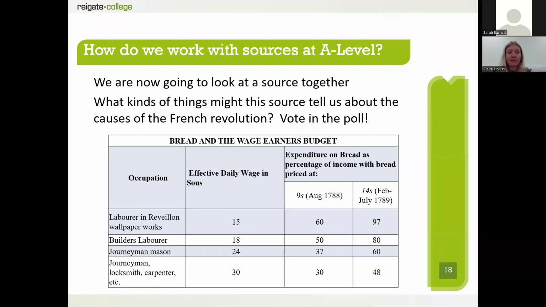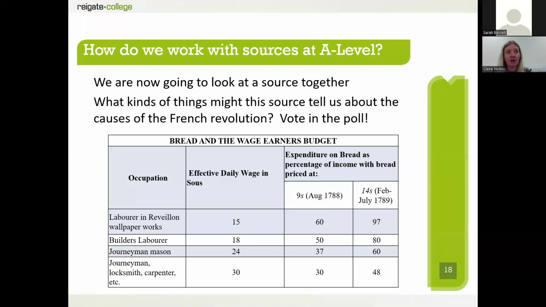Okay, so just now I've talked you through that particular source. We've got lots of information from this source, but what we want to think about here is what that tells us about the causes of the French Revolution. So what sort of things can we learn from this source? What could it tell us? What sort of things could we not learn from this source? What might it not tell us?